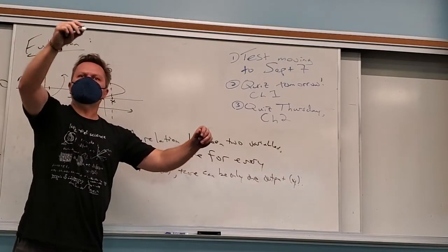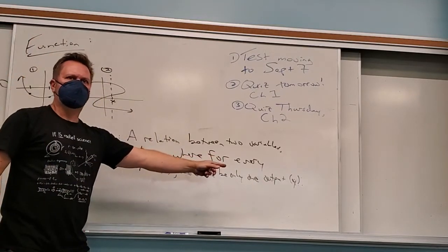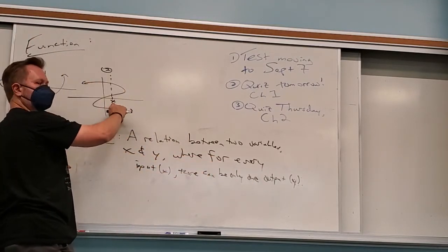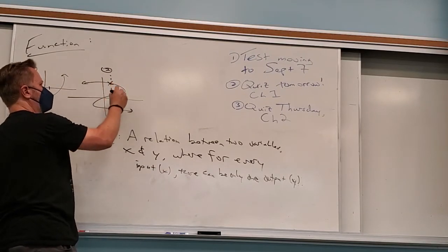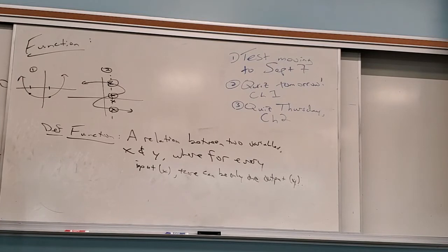That's why the vertical line test is just a visual of the definition. If I draw a vertical line, that's an x. If it goes through more than once, that x has more than one output. So we just don't call it a function.